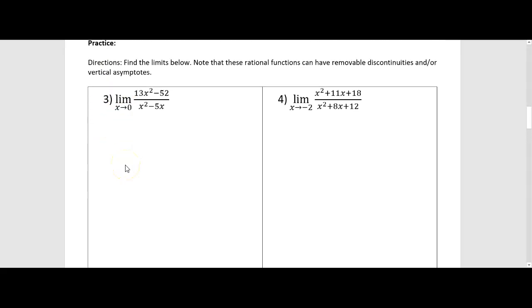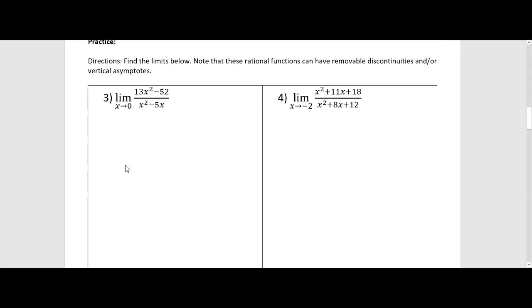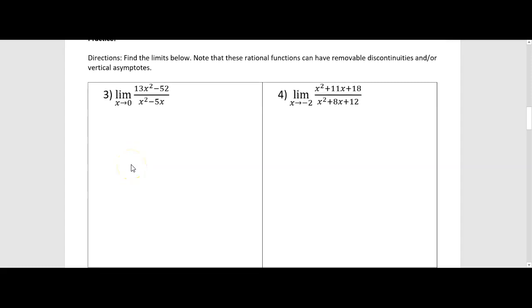So I want to go through one example with you guys before I let you practice on your own. And I want you to be careful in this section because I may not just be talking about vertical asymptotes, right? You may just be able to use direct substitution, or you may be able to use some factoring because there's a removable discontinuity.